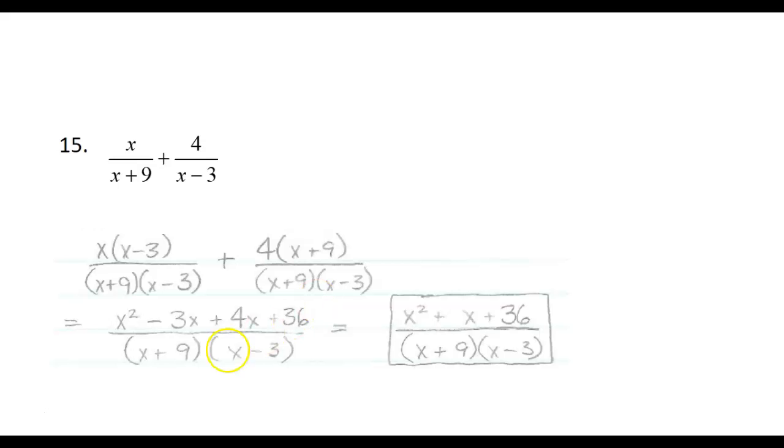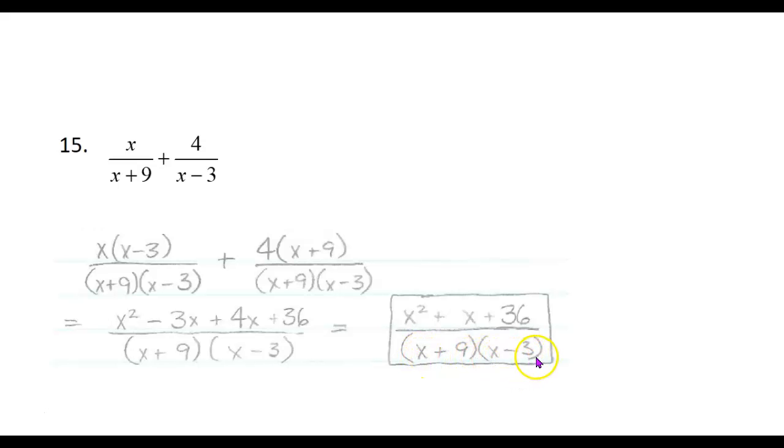Now that they have the same denominator, we keep that same denominator and combine the numerators. We've got x times x minus 3, or if you multiply that out, that's x squared minus 3x. Plus, if you multiply this out, it's 4x plus 36. And if I combine the x terms in the middle, what I get is x squared plus x plus 36 on top over x plus 9 times x minus 3 on the bottom.